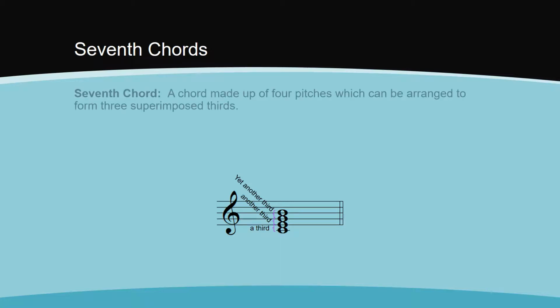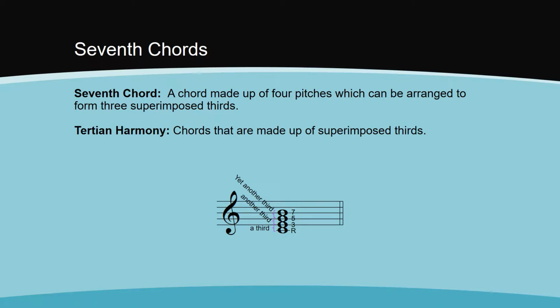In the previous module, you learned that a triad is made up of two superimposed thirds. If you add another superimposed third on top of a triad, you create a seventh chord. Seventh chords have a third, fifth, and a seventh above the root. Both triads and seventh chords are a part of a broader category of harmonies known as tertian harmony, which consists of all chords that are made up of superimposed thirds.